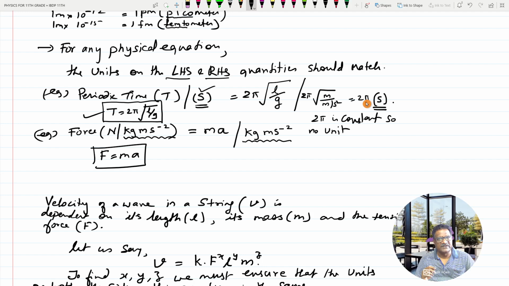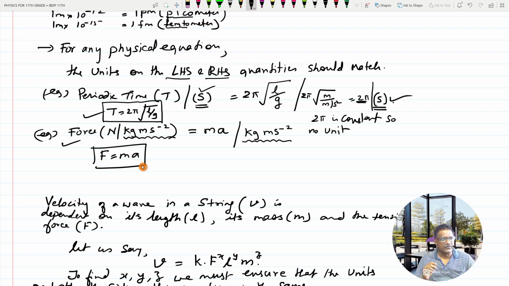Okay, so you get 2 pi, and the 2 pi is constant, so the right hand side unit will be seconds. Okay, so you can see that the unit on the left hand side and the right hand side are both matching. Okay, let us take one more example.